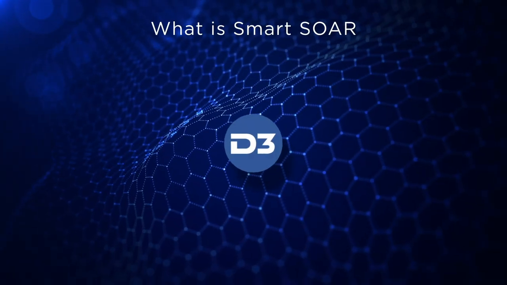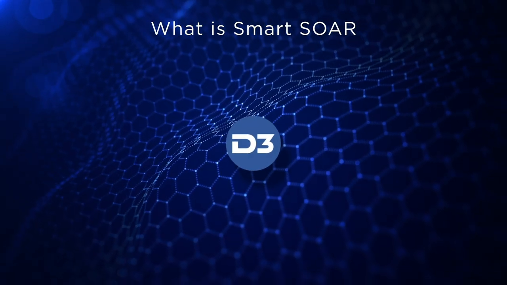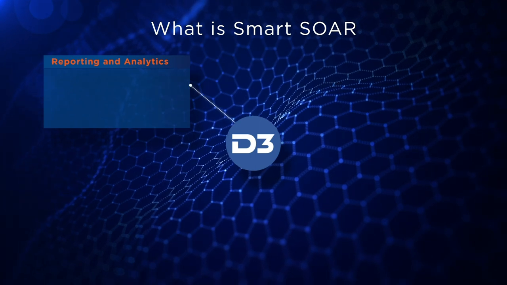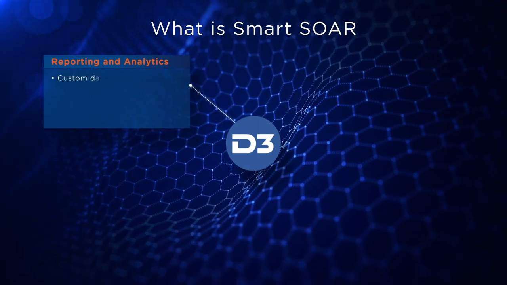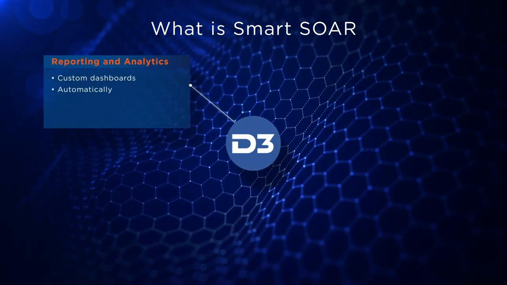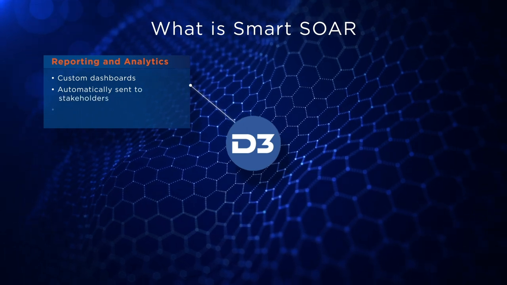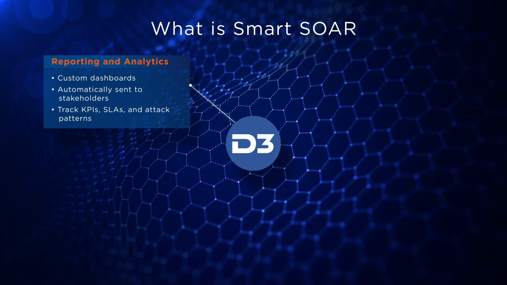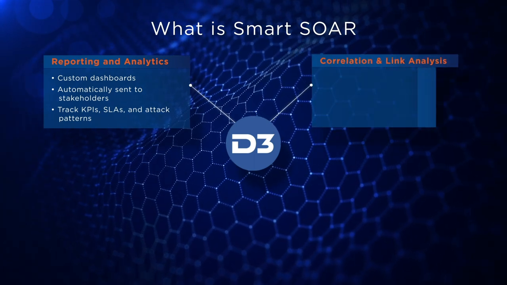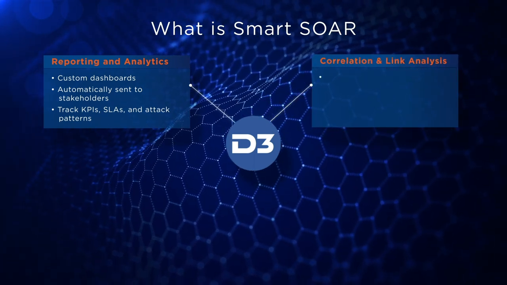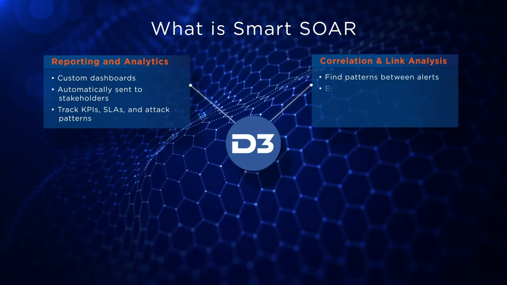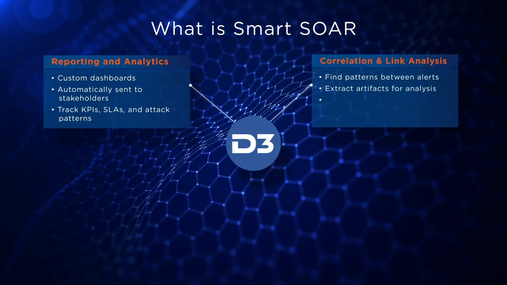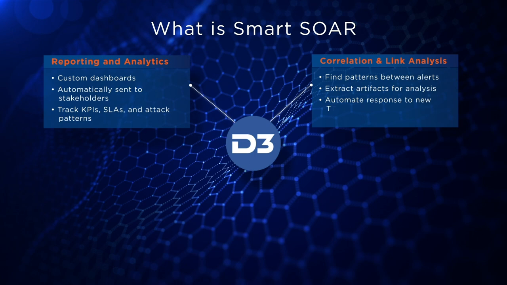There are five core building blocks that make up Smart SOAR. The first is reporting and analytics. Within Smart SOAR, users can create custom dashboards, automatically send them to stakeholders, and track KPIs, SLAs, and attack patterns. The second is correlation and link analysis. Users can find patterns between alerts, extract those artifacts for analysis, and automate response to new TTPs.